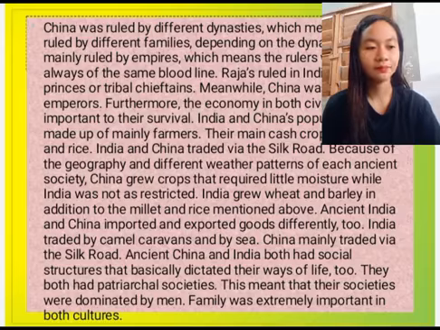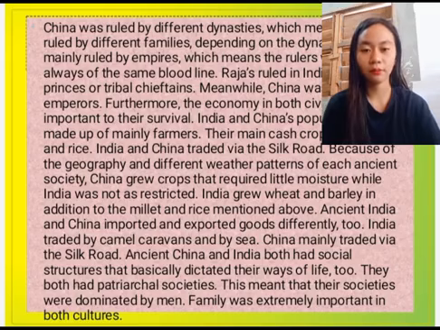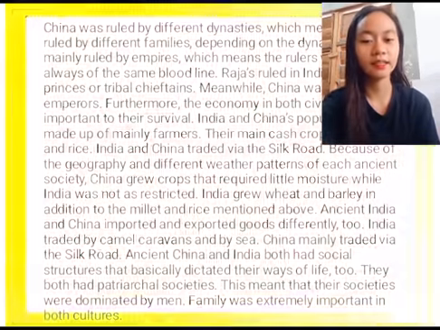Ancient China and India imported and exported goods differently too. India traded by camel caravans and by sea. China mainly traded via the Silk Road. Ancient China and India both had social structures that basically dictated their ways of life. They both had patriarchal societies. This meant that their societies were dominated by men. Family was extremely important in both cultures. So this explains the similarities and differences between ancient China and ancient India.